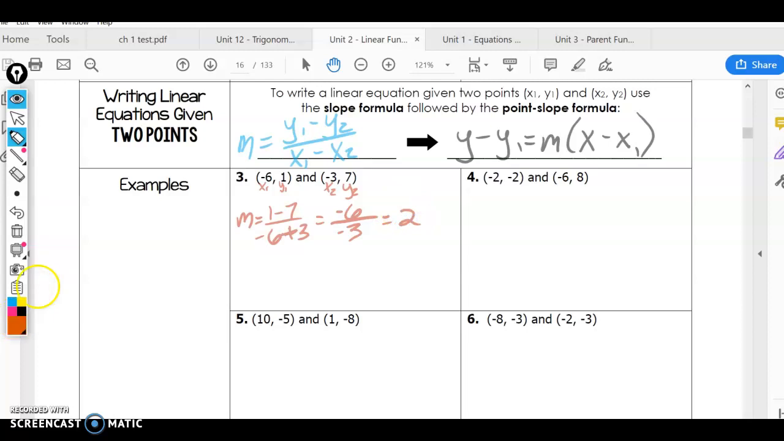Now we can write our point slope formula as y minus y1. Here you can choose either ordered pair to put in for the x1 and y1. I'm just going to stick with this first one. So y minus y1, which is 1, equaling m, which we just found was 2, times (x minus, and then x1 here is -6. So doing a negative makes a +6 there). That is my equation in point slope form.